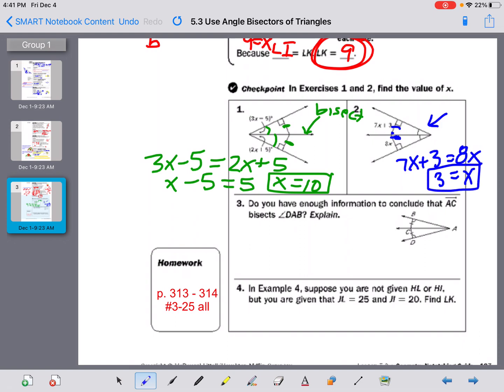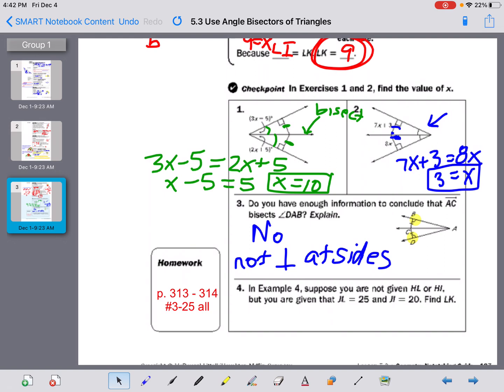Number 3 says, do you have enough information to conclude that AC bisects angle DAB? Now, this is what's super important. I see equal sides, equal distances, it looks like. But the problem is, my angles are not perpendicular. So I do not know if that is the shortest distance. So because of that, I'm going to have to say no, it's not perpendicular at the sides. It is so important that they are perpendicular at the sides and equal distance to the sides. If it's not perpendicular at the sides, you cannot have an angle bisector.